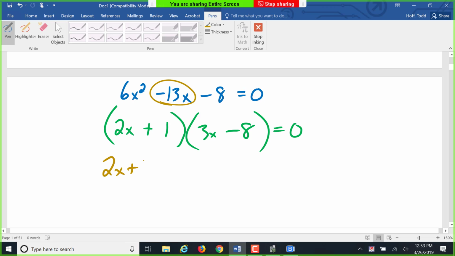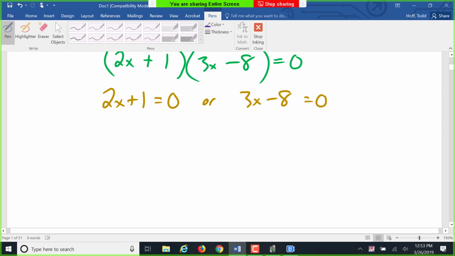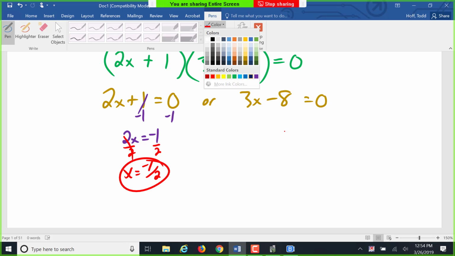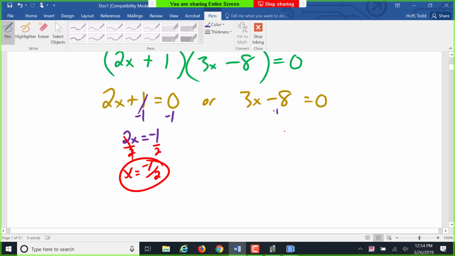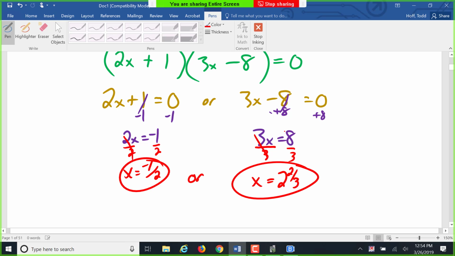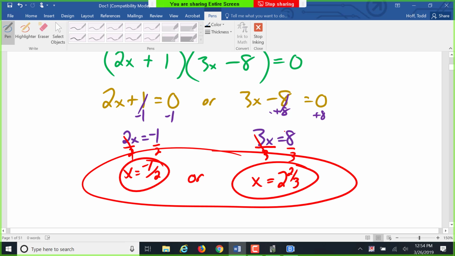So now we solve. 2x plus 1 equals 0, or 3x minus 8 equals 0. And we solve the two linear equations. On the left, what do we do first? Subtract 1, 2x equals negative 1, and then divide by 2. x equals negative 1/2. On the right, what do we do first? Add 8. 3x equals 8, and then divide by 3. Perfect. So we get x equals 2 2/3. So x is either negative 1/2 or 2 2/3. Any questions there?